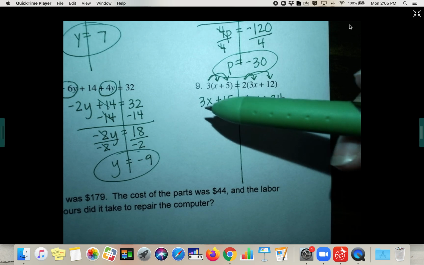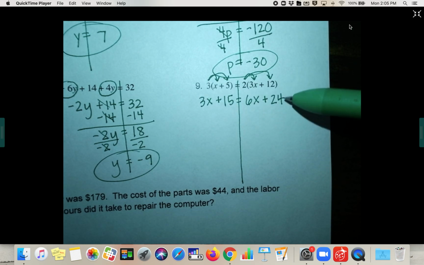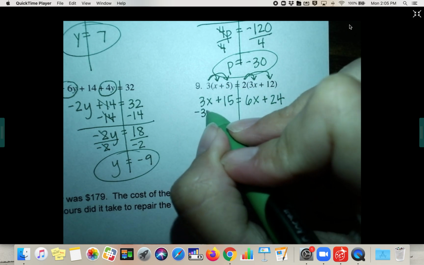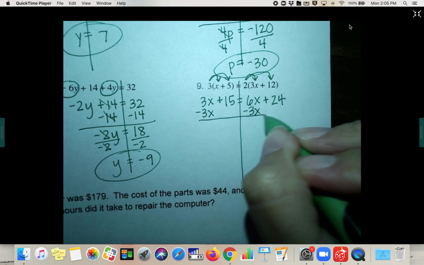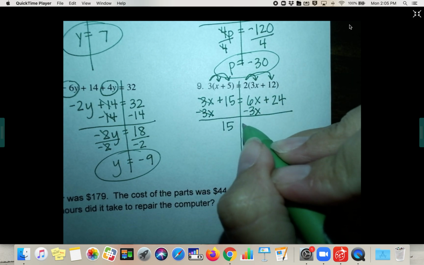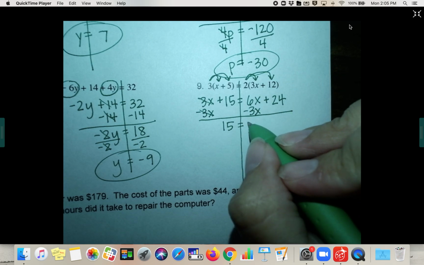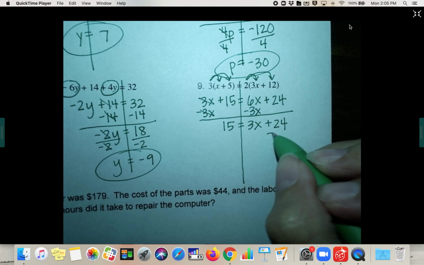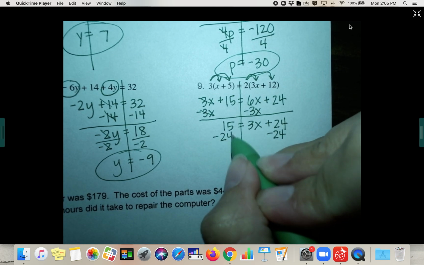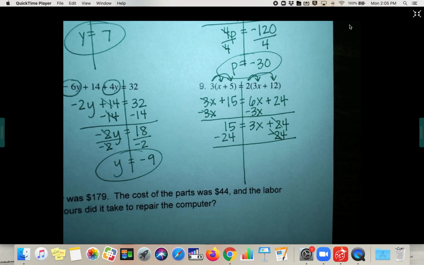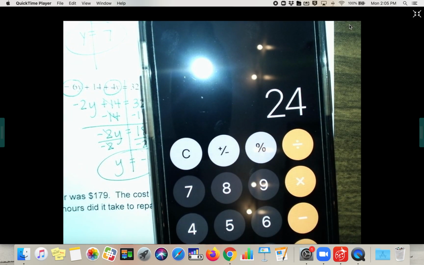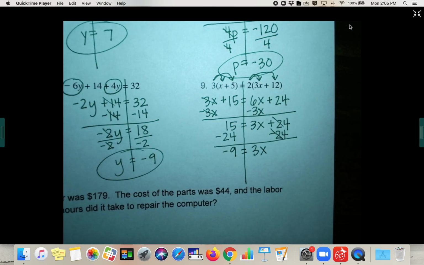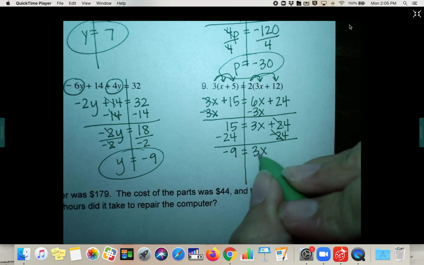All right, any of these 4 terms could be moved next, but I am going to choose to move my variable. So I'm going to subtract 3x from both sides. And that leaves 15. On this side, 6x minus 3x is 3x. Bring down your plus 24. Next, I'm going to subtract 24 from both sides. I don't know what 15 minus 24 is. It's negative 9 equals 3x. So the very last step is divide both sides by 3.